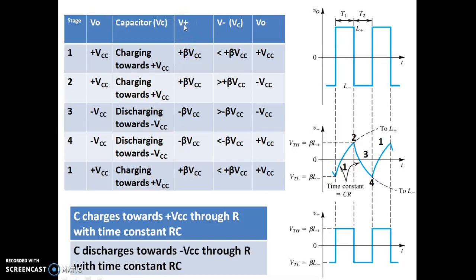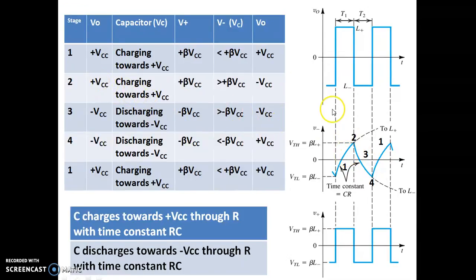The voltage at the non-inverting terminal is plus beta VCC. The voltage at the inverting terminal is the capacitor voltage, as we saw in the circuit diagram. As long as the capacitor voltage is less than plus beta VCC, the output remains at plus Vsat. Meaning, when the capacitor voltage is in this region 1, which is less than VTH, the output remains at plus Vsat.